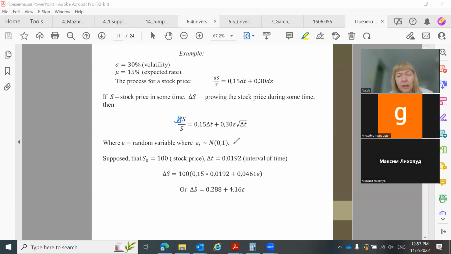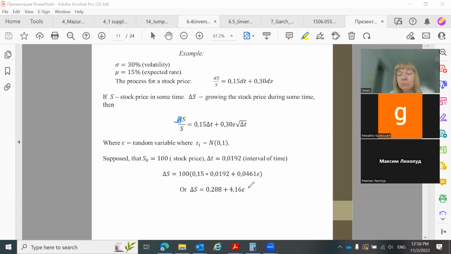plus 0.3 multiplied by square root of 0.0192, and it is 0.0461, and multiplied by epsilon. So according to this formula, we know that the change in stocks for this interval of time, maybe it's a week, equals 0.288 plus this stochastic value.